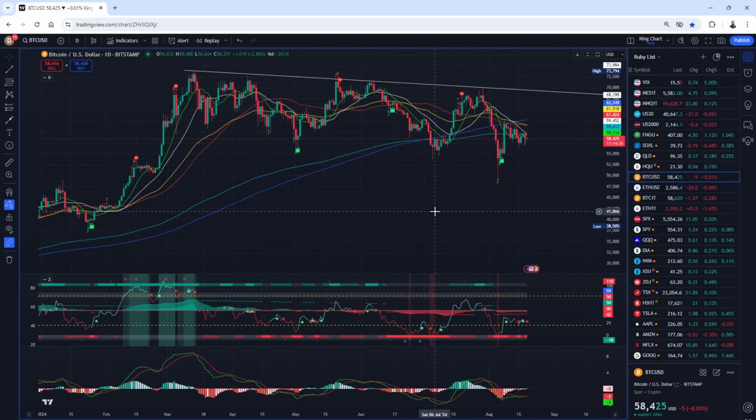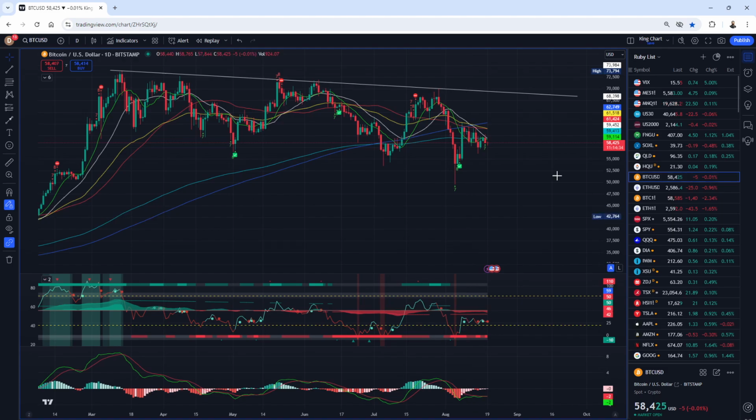Okay, so let's go with Bitcoin. This is the daily chart, live futures of Bitcoin. You can see what's going on here. Bitcoin is making a series of lower highs, lower lows. You can see here, low here, lower high, lower low, lower high, lower low. You can see this low is lower than this low is lower than this low, this high is lower than this high, this high is lower than this high. Okay, so it's a downtrend.